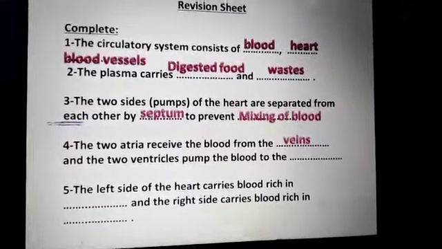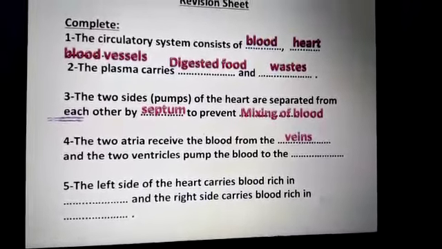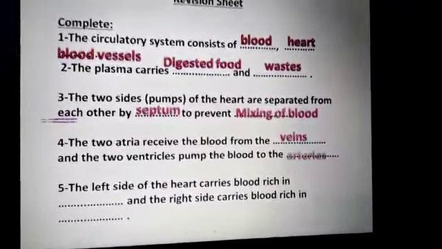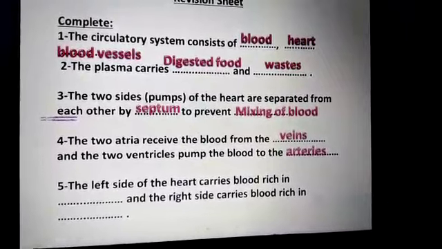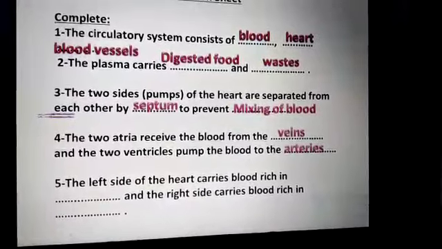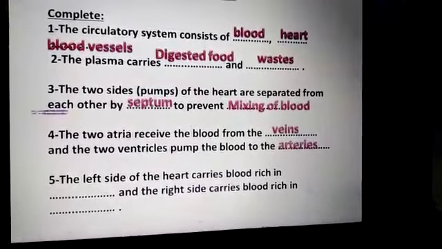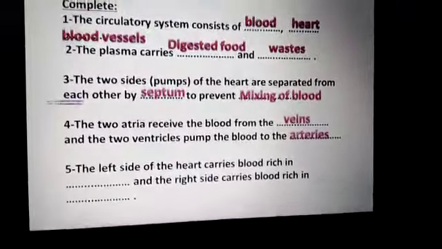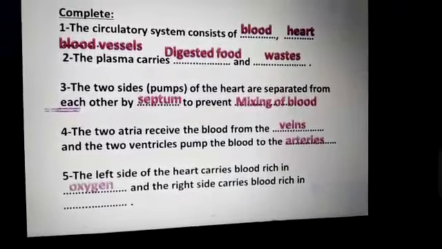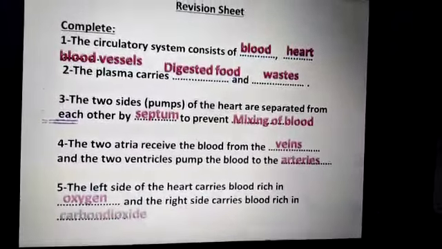Number four, the two atria receive blood from veins, because the veins carry blood from the cells to the heart. So the two atria receive blood from the veins, and the two ventricles pump the blood to the arteries, because arteries carry blood from the heart to all body cells. So when the ventricle pushes blood, it pushes blood to the artery. Number five, the left side of the heart carries blood rich in oxygen, and the right side carries blood rich in carbon dioxide.